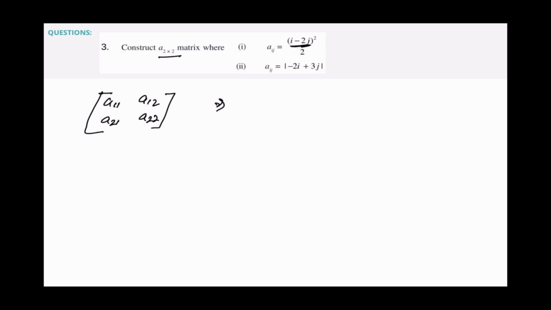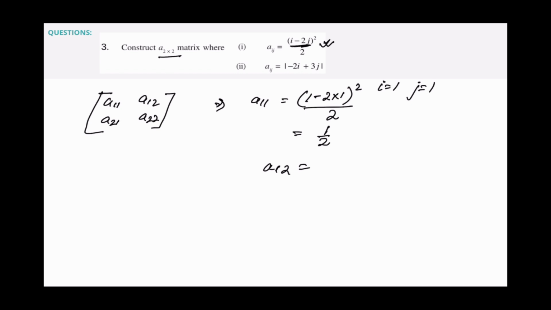So what do you have to do? A11 will be what? First I'm showing for this. 1 minus 2 into 1, whole square, by 2. Basically what we have done is, in place of i we put i equal to 1 and in place of j we put j equal to 1. So what did we get? 1 minus 2 is how much, students? Minus 1. Minus 1 square is 1, and 1 by 2. Correct?